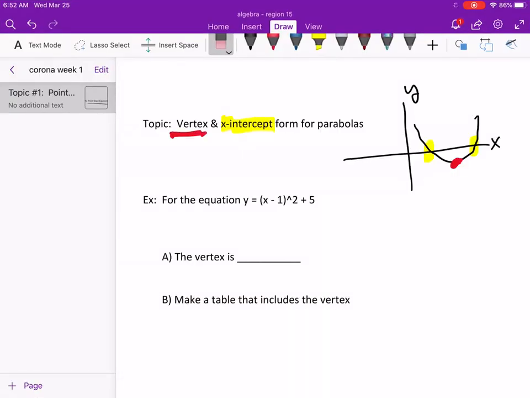All right, topic for today is vertex and x-intercept form for parabolas. The vertex is that middle point right there, and the x-intercepts are where the graph crosses the x-axis.